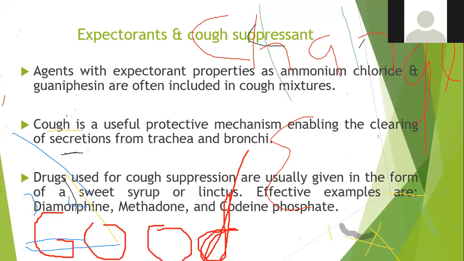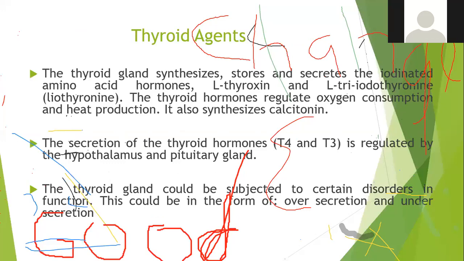An example is codeine. That is why you see patients asking for codeine. They want to buy codeine. They want to use it to suppress their cough. So all these are used as cough suppressants.